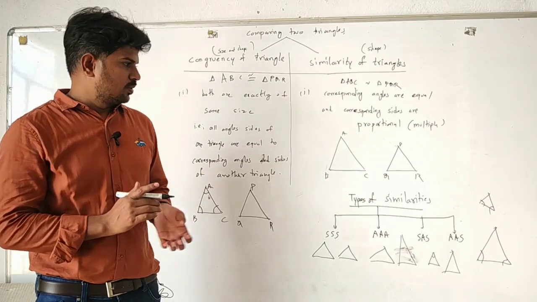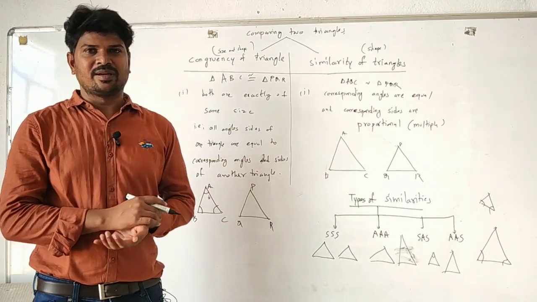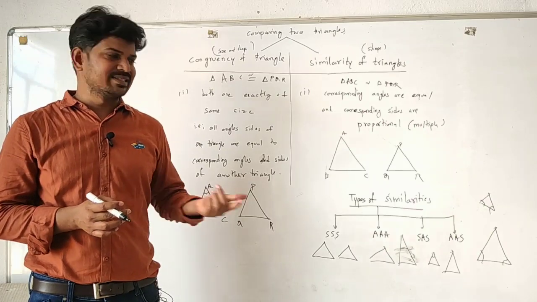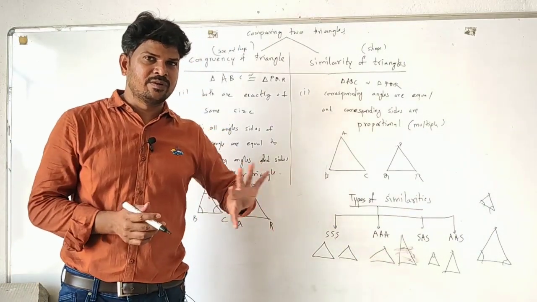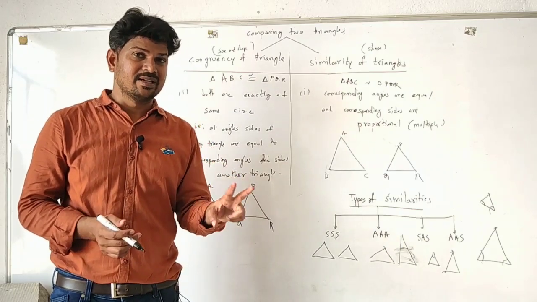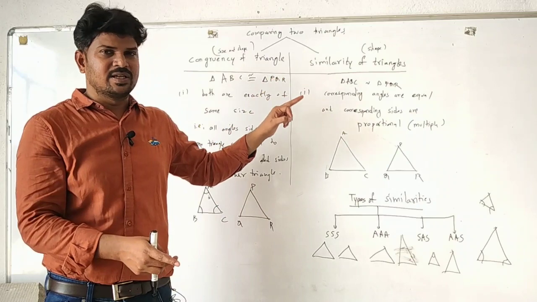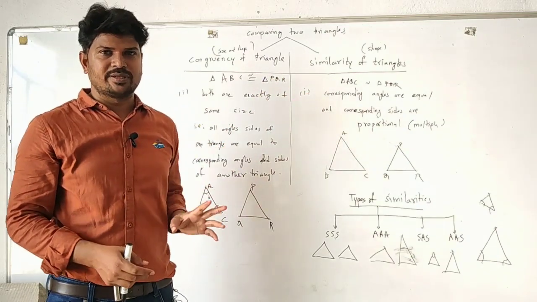Got it? So we don't normally use congruence for all theorems. We use that angles are similar. Once the similarity check is done with any of these four, we have concluded that these two triangles are similar. We can apply this concept. What is this similarity concept? Corresponding angles are equal and corresponding sides are proportional.